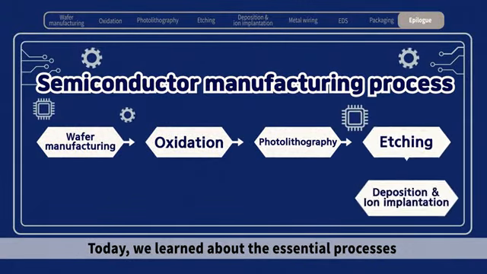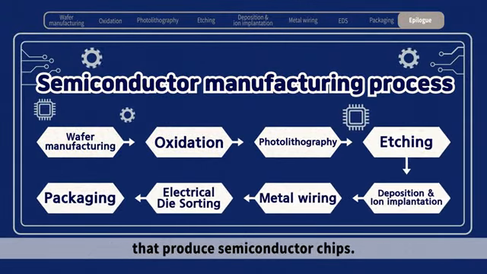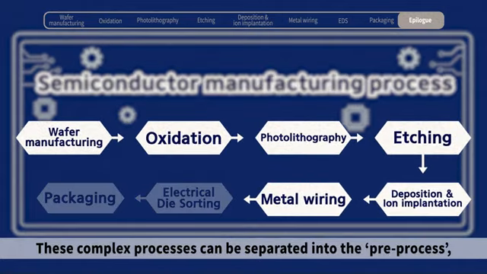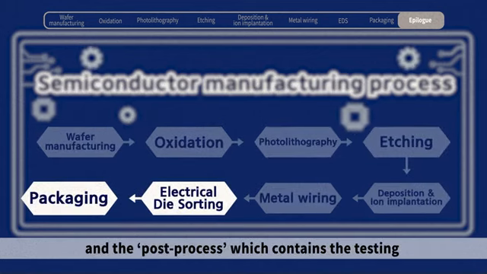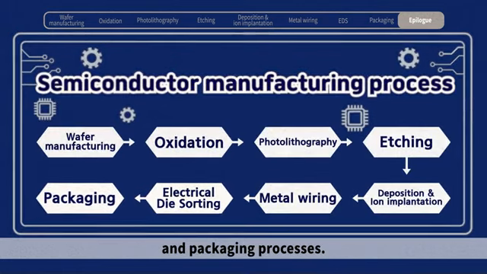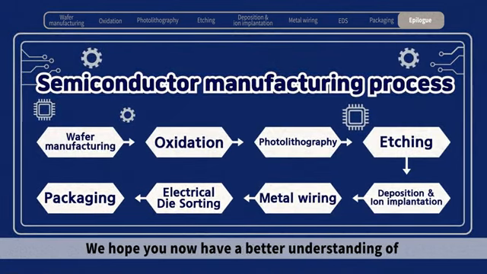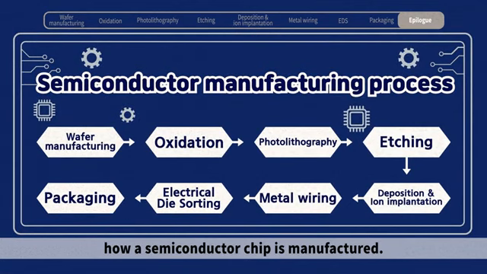Today, we learned about the essential processes that produce semiconductor chips. These complex processes can be separated into the pre-process, up to the wafer processing stage, and the post-process, which contains the testing and packaging processes. We hope you now have a better understanding of how a semiconductor chip is manufactured.